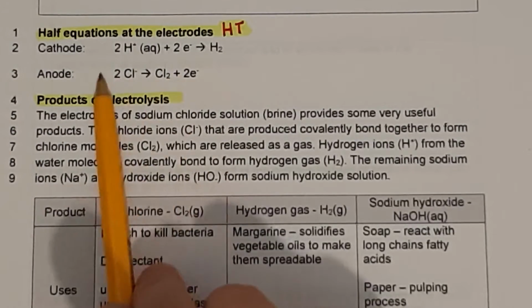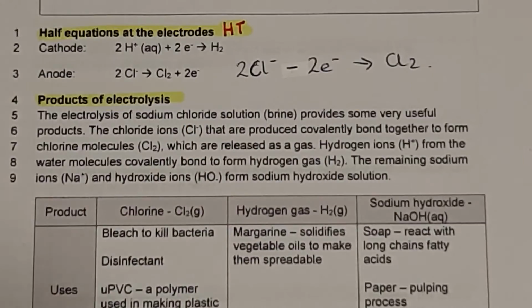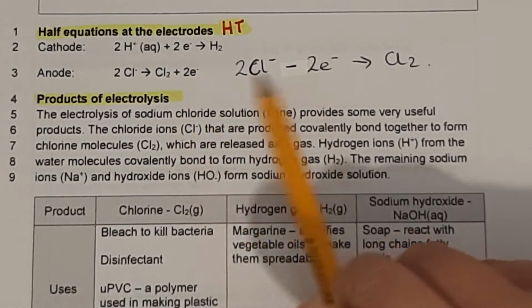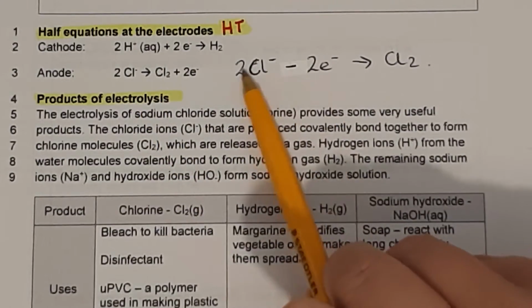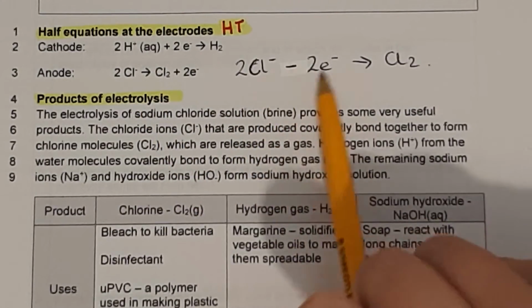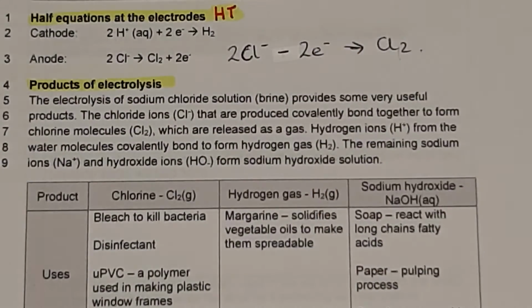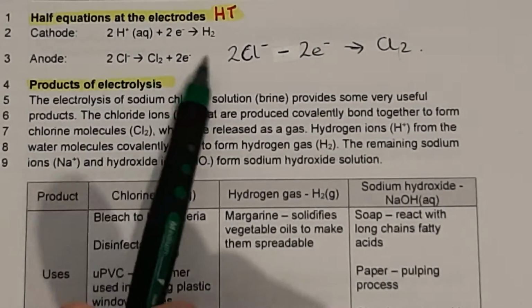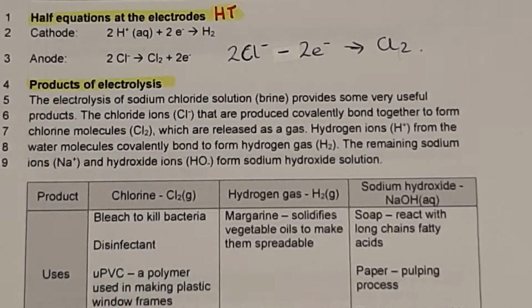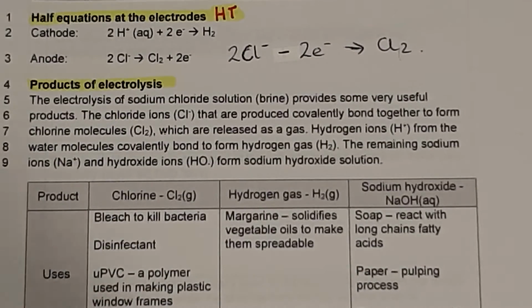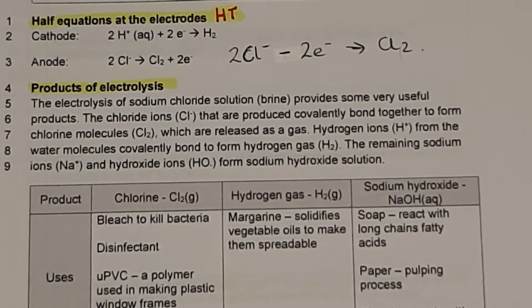Now this is another way that people write half equations sometimes. We would have written this as 2Cl- minus 2 electrons, not plus them on this side, but take them away on this side, because this is overall negatively charged. We need to remove the electrons from this and turn it into diatomic chlorine. This is a perfectly acceptable way to do it as well. They're both acceptable methods. Admittedly, this is a more common way of writing it, but don't worry if that doesn't make as much sense to you. Okay, so we're going to move on to products of electrolysis.